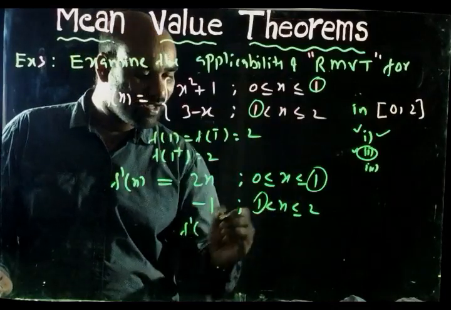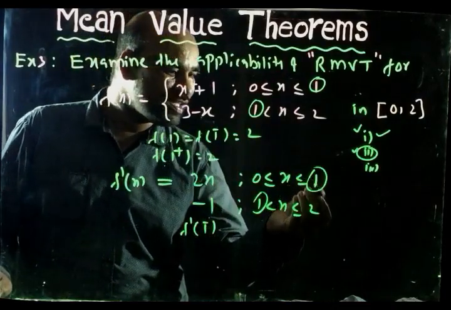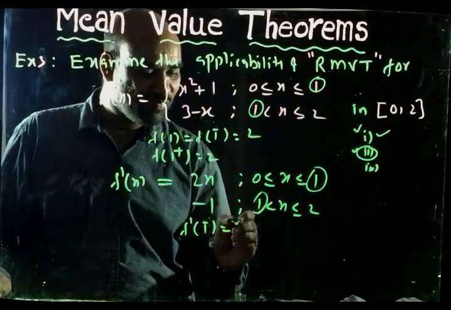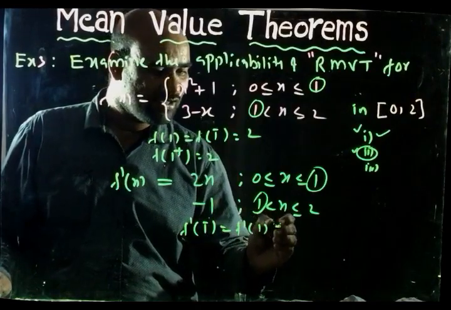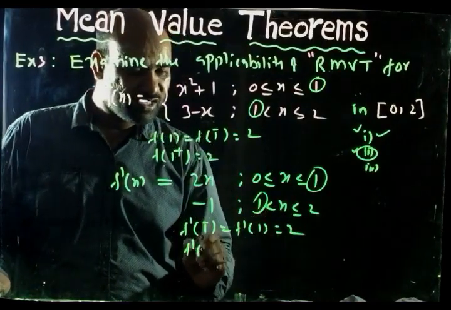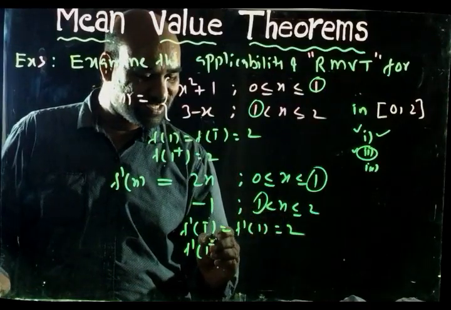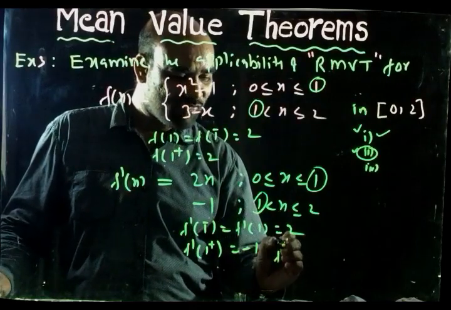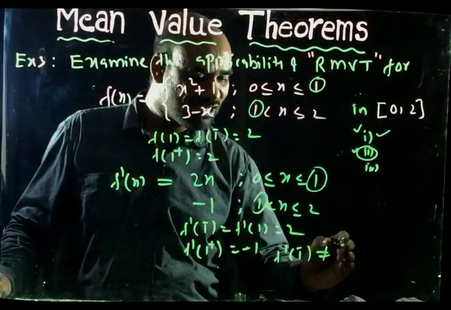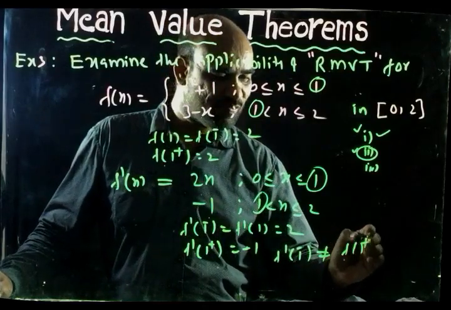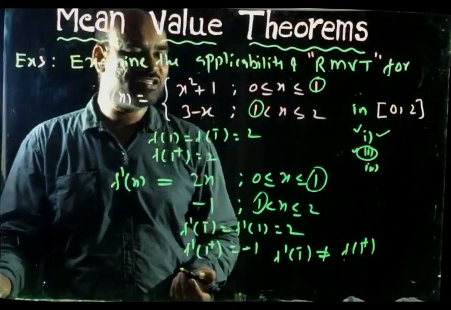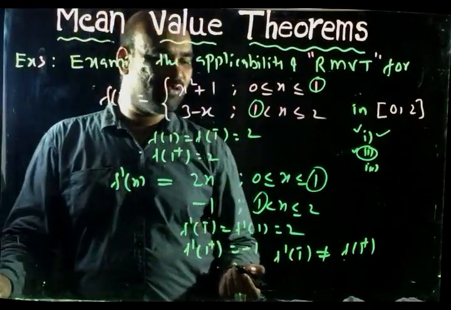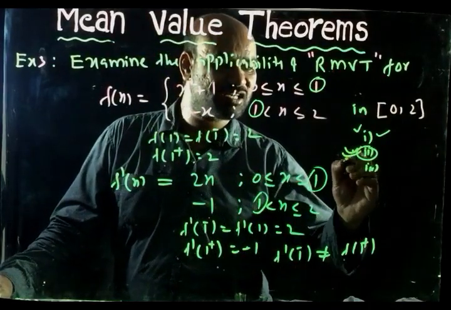Means at 1. So I am checking at 1. f dash of 1 minus: for 1 minus the same rule, for 1 plus another rule. That's why f dash of 1 minus is equal to 2. f dash of 1 plus means minus 1. So what happened here? f dash of 1 minus is not equal to f dash of 1 plus. So we can say that the function is not differentiable at 1, which means that RMVT is not applicable for the function. The second condition is not satisfied.